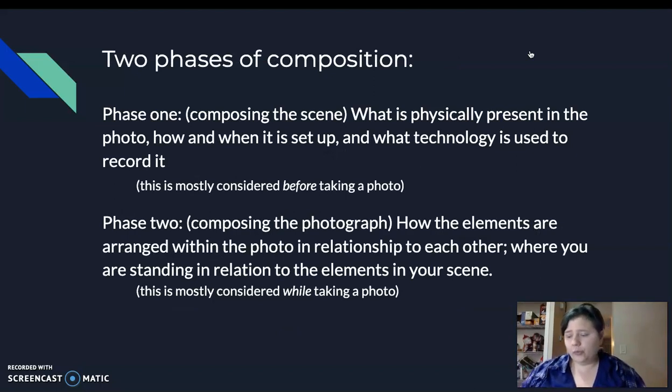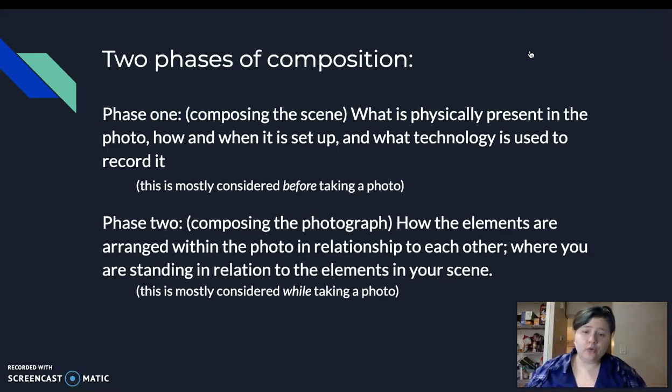So in this class, we're going to talk about two main phases of composition. And the one that we're really going to focus on today in this week is phase one. So phase one is composing your scene. It's what's physically present in the photo, how and when it is set up, and what technology is used to record it. So this is mostly considered before taking your photo or in between photos, right?